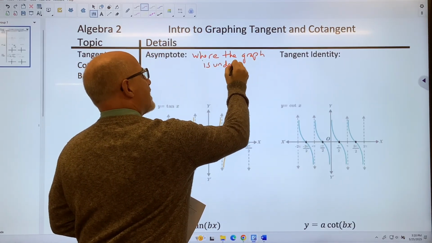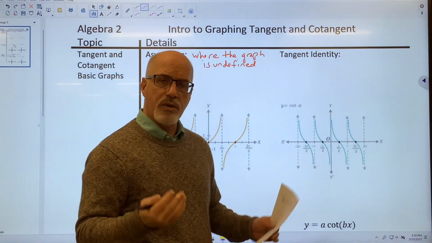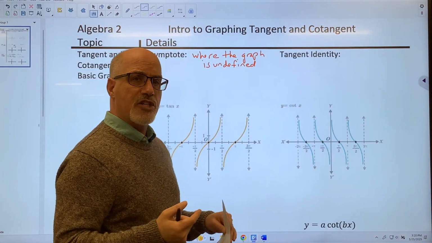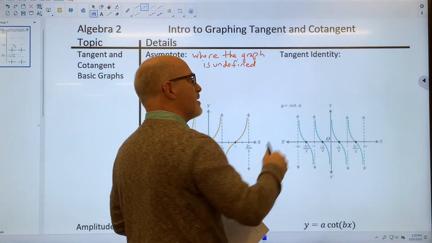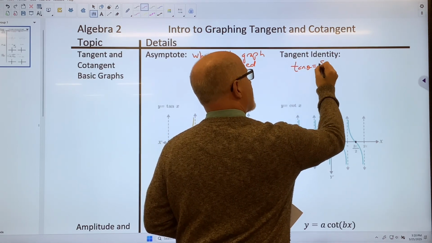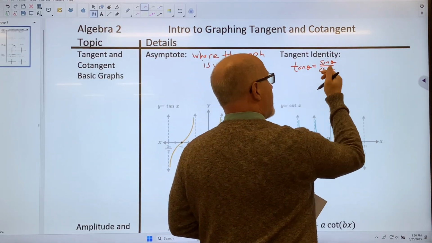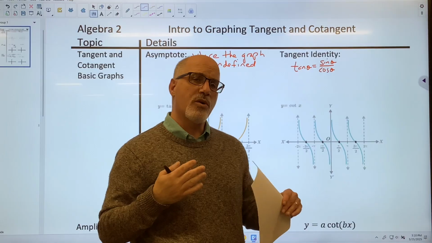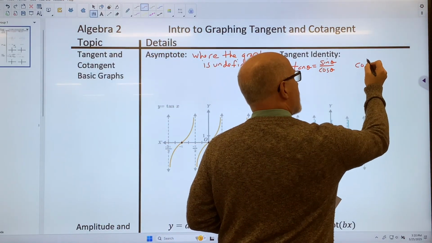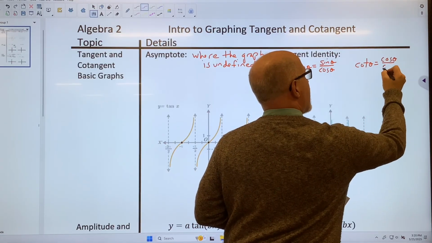Now in the past, that has been oftentimes where a denominator would equal 0. We're going to use the fact that we know a tangent identity which involves a fraction to help us define those points. So our tangent identity is that tangent theta equals sine theta over cosine theta. Now, if this is what tangent equals, remember cotangent is the reciprocal of that. So cotangent would have to equal then cosine over sine.